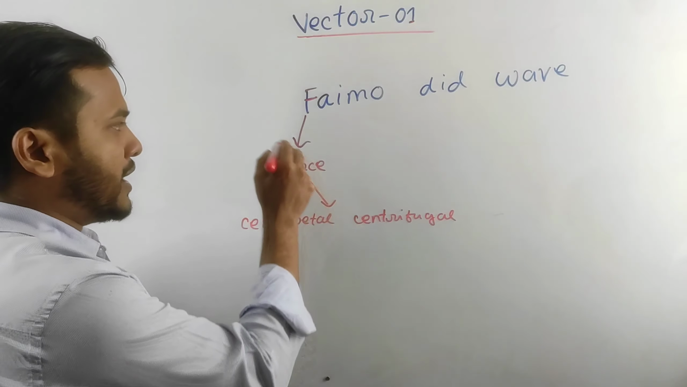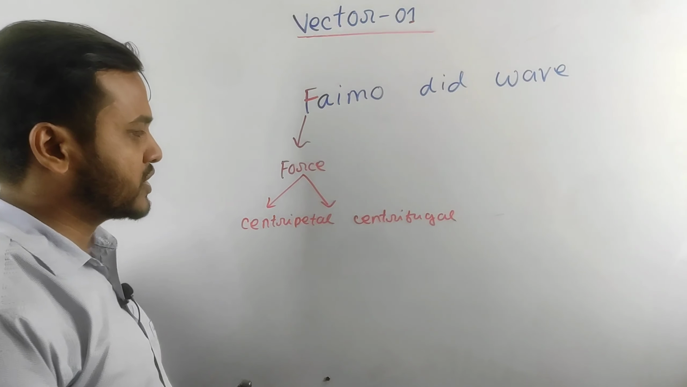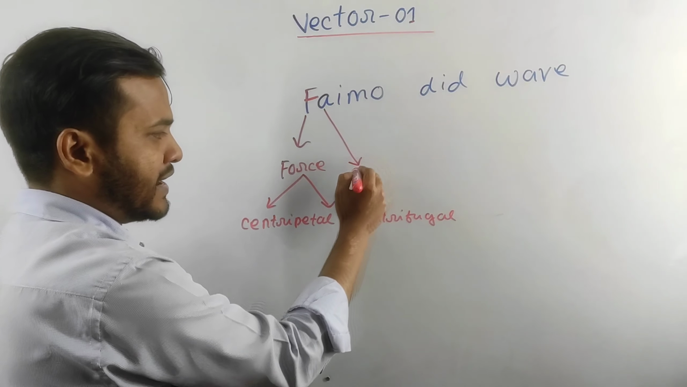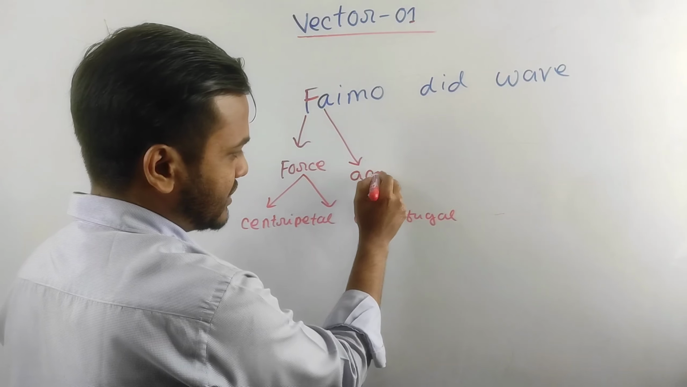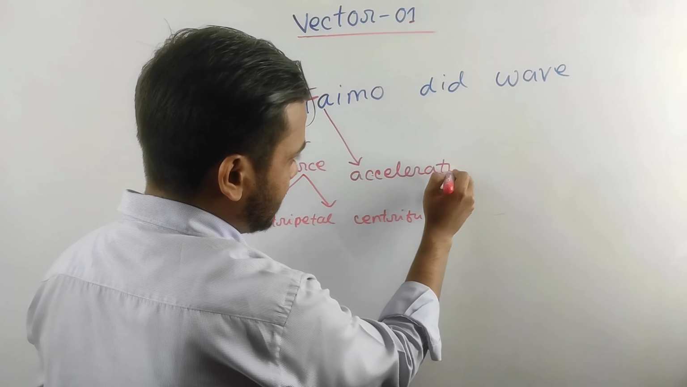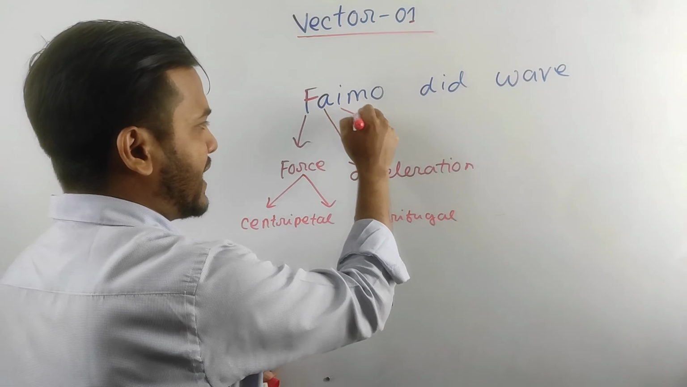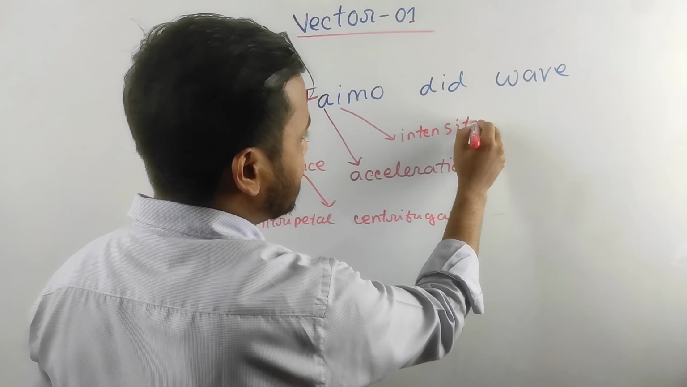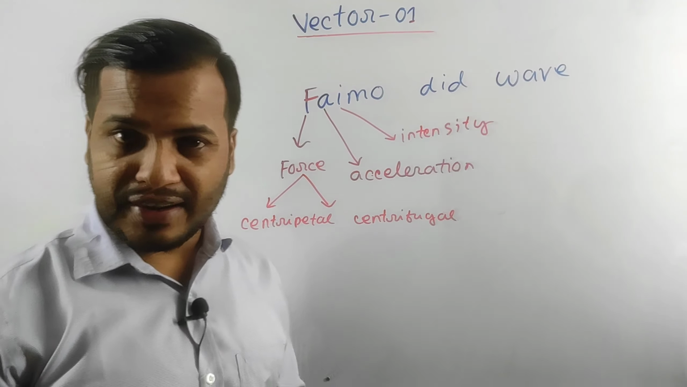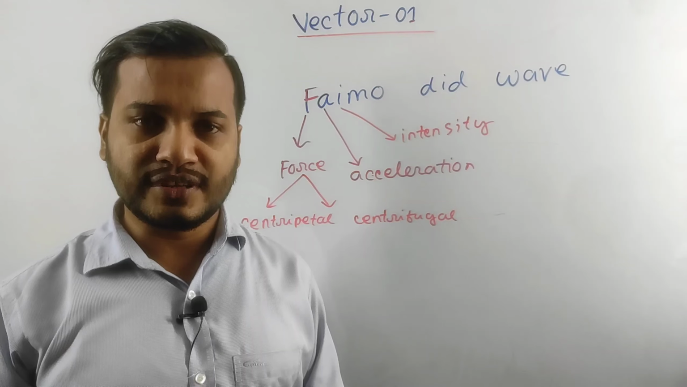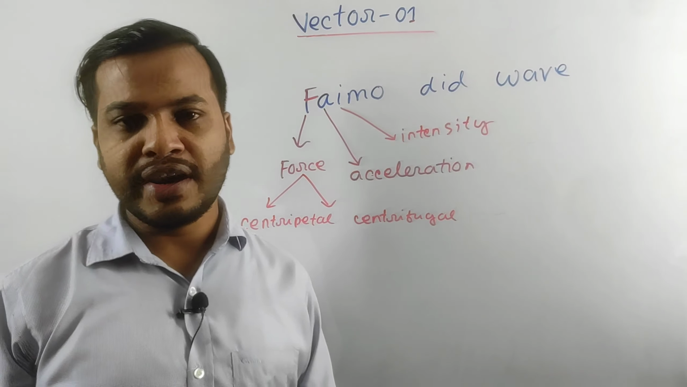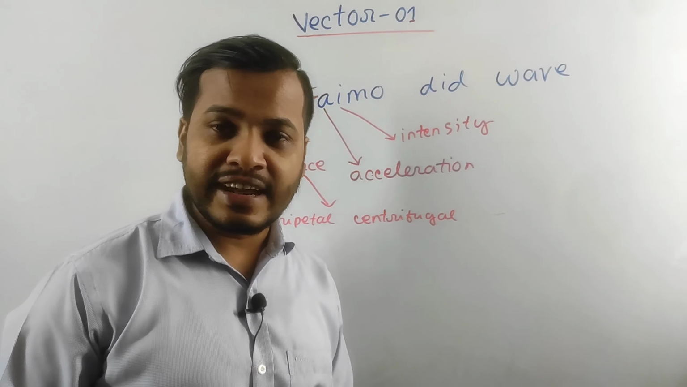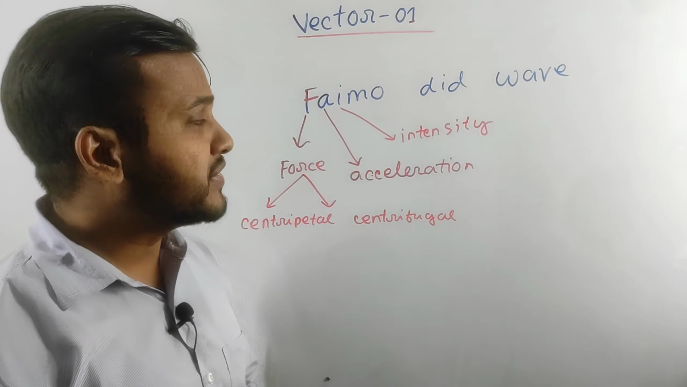Now F is force, so force has both magnitude and direction, so force is a vector quantity. Here A is defined as acceleration, a vector quantity. Now I means intensity, so intensity may be electrical intensity, magnetic intensity, or gravitational intensity. There are three types of intensity in your HSC syllabus. So intensity is a vector quantity.